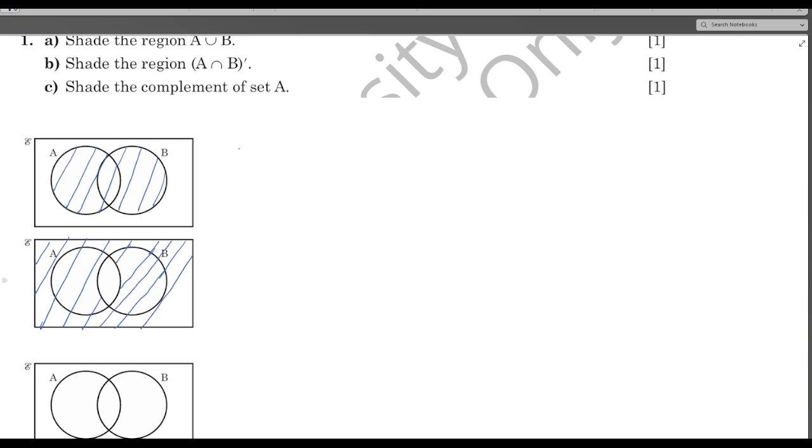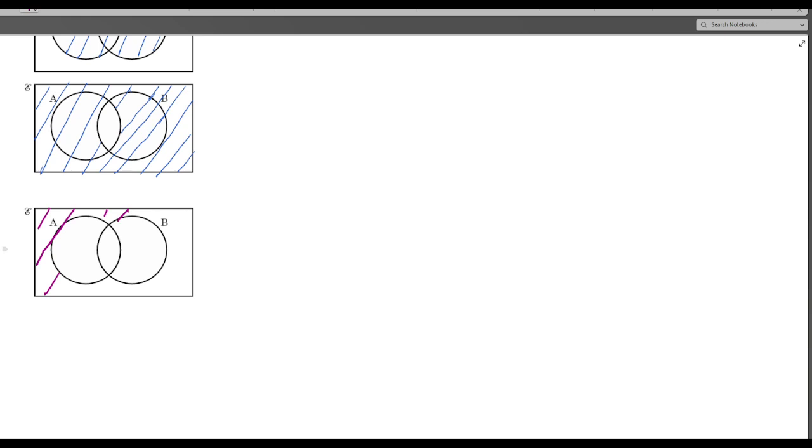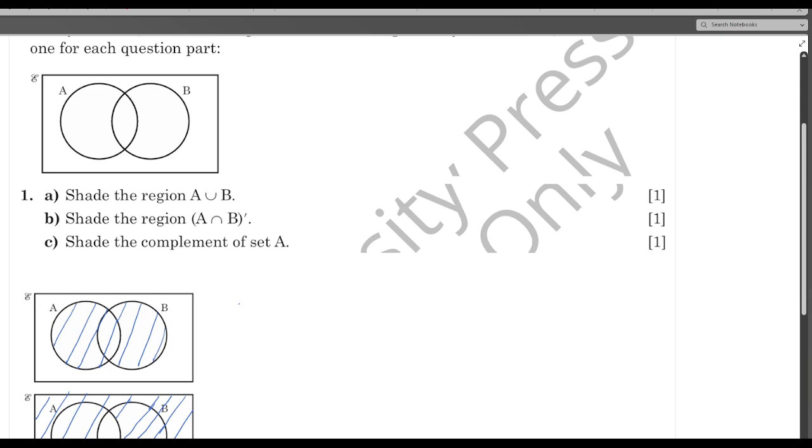Okay, so this is your A union B, the whole complement, and C is shade the complement of set A. Now you have to shade the complement of set A, so ignoring your set A, I will shade everything else. So here my shaded part will be like this. This is your A complement. Done. Okay, now question number 2.